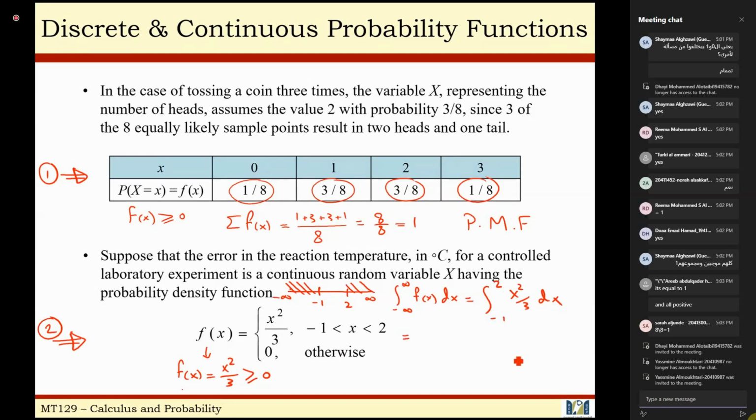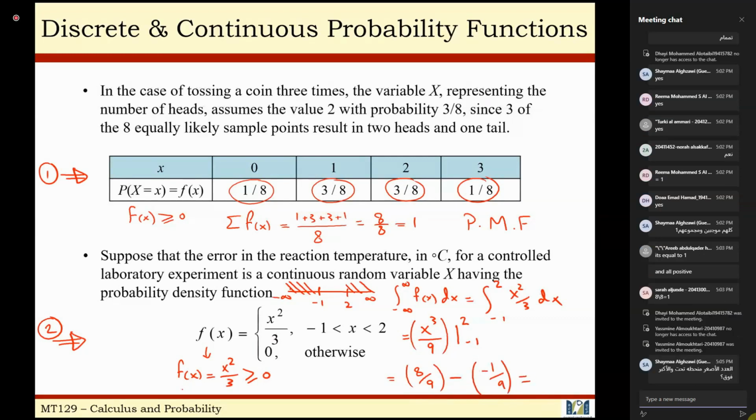Now, x to the power 3 over 3 over 3, that is 9. And substitute 2 and negative 1. Substitute 2, this is equal to what? 8 over 9 minus, substitute negative 1 over 9. So this is 1, or not 1? This is 1, 9 over 9. So this is a probability density function.